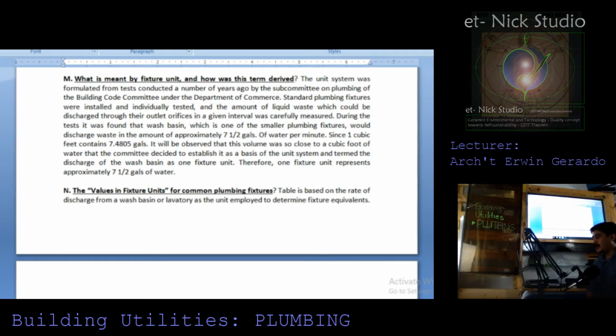Since 1 cubic foot contains 7.4805 gallons, it will be observed that this volume was so close to a cubic foot of water that the committee decided to establish it as the basis of the unit system and termed the discharge of the wash basin as one fixture unit. So, therefore, one fixture unit represents approximately 1.5 gallons of water.